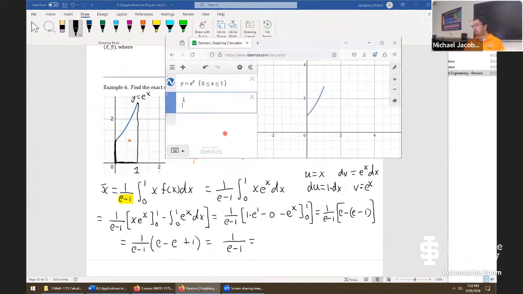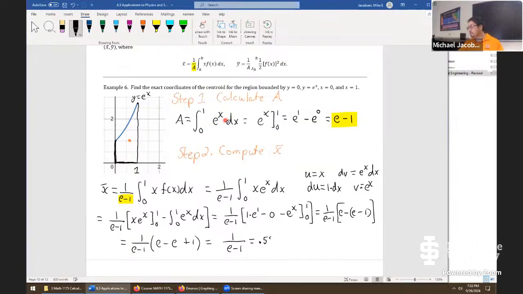Let's put in 1 over e minus 1. Rounding this to 2 decimal places, it's 0.58. Close to 0.6. So that tells us, well, right here is at 0.5, we do have the x-coordinate in the right spot. It budged off a little bit to the right from 0.5. Well, that was so fun. We'll do it all over again using this formula up here. Any questions so far?